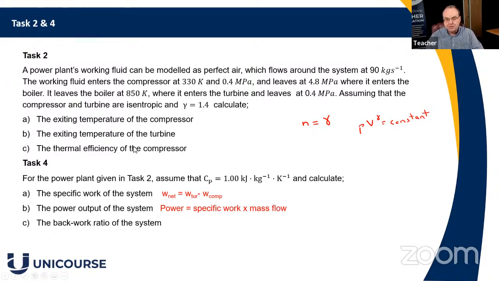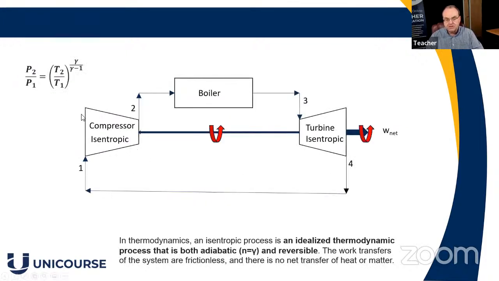So when answering this sort of question, the first thing you should do is draw the system out. So we've got a compressor, a boiler, a turbine, and the flow. So we have air flowing into the compressor. We've got the pressure and the temperature at point 1. We also have the pressure at point 2. We don't have the temperature. That's something we need to calculate. We're given the temperature at point 3. And we know the pressure at point 3 because it's equal to the pressure at point 2.